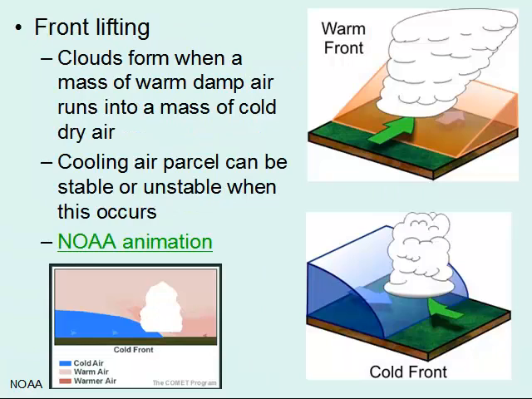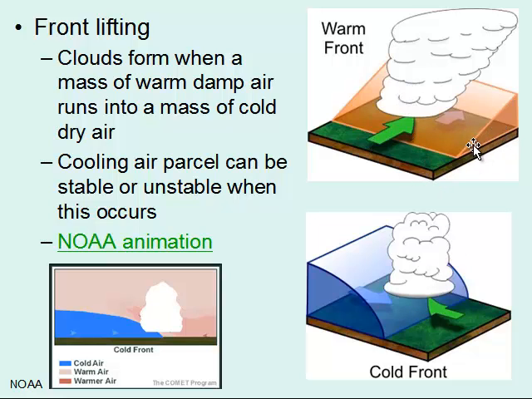We also can have what's called frontal lifting. This happens when you have two air masses that collide with one another. One of those air masses is damp, has some water vapor in it, and we end up having that damp air being forced up into the atmosphere, and it cools adiabatically, so it rises, expands, cools, and we get a cloud forming. So in this case, that cooling air parcel can either be stable or unstable, so you can have both in this scenario. So here we have two scenarios, a warm front and a cold front.